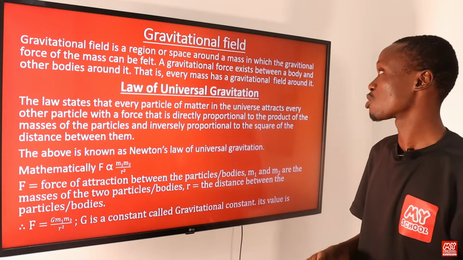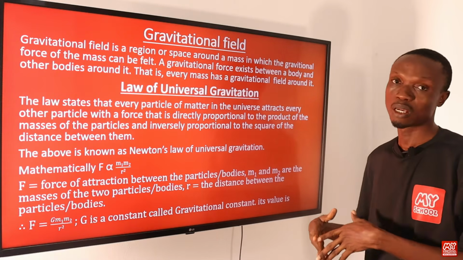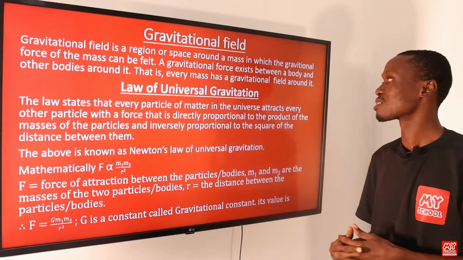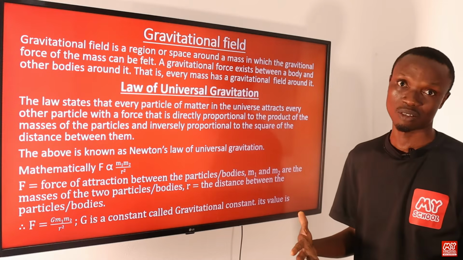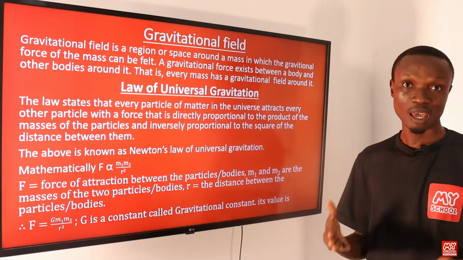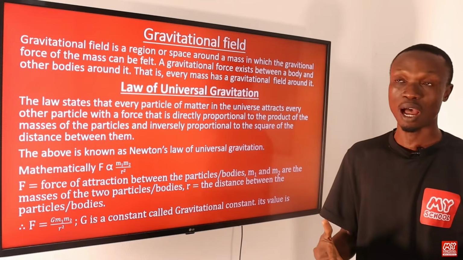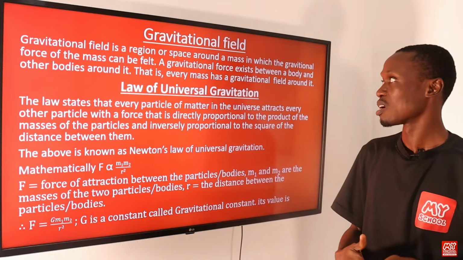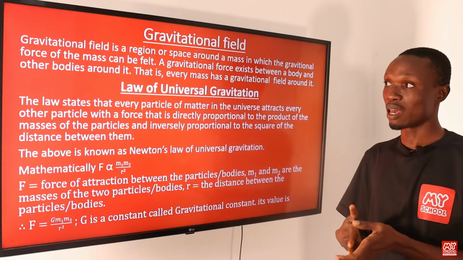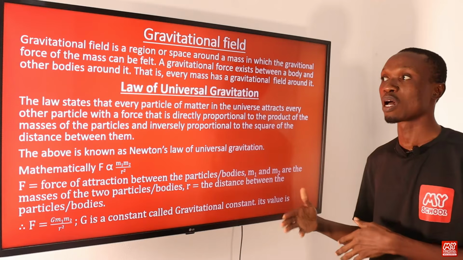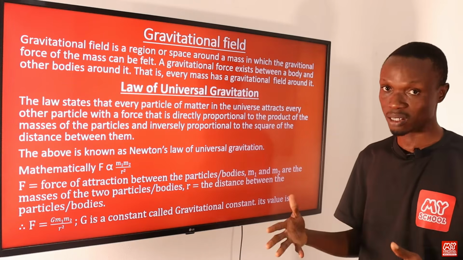So a gravitational force exists between a body and other bodies around it. That is, every mass has a gravitational field around it. For example, the Earth and the Moon, or the Sun and the nine planets. In this case, the mass here is the Earth or the Sun, while the nine planets or the Moon are the other bodies around them.